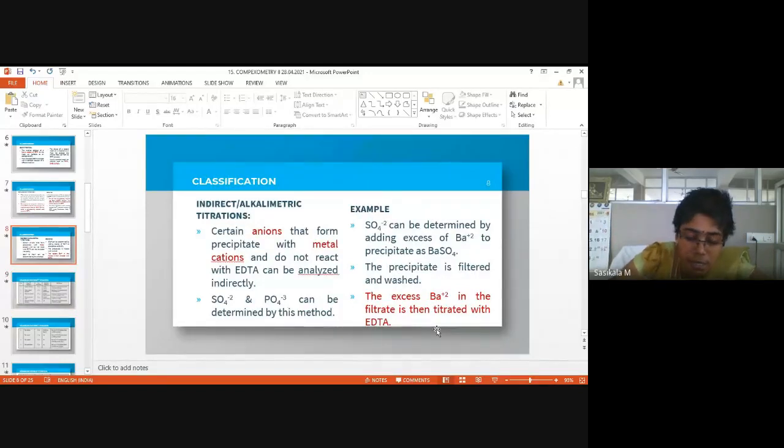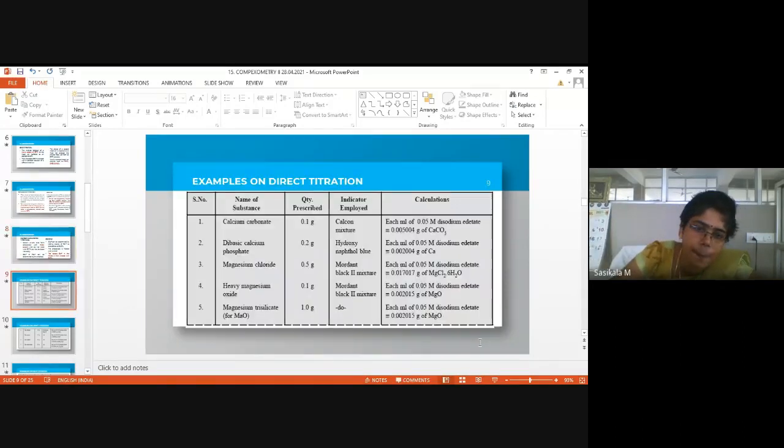An indicator will not form a complex with EDTA; it will form one with the metal only. So the metal-indicator complex will be there in the beginning. When EDTA starts being added, it will form the barium-EDTA complex. So free indicator will be formed, and that is the endpoint.